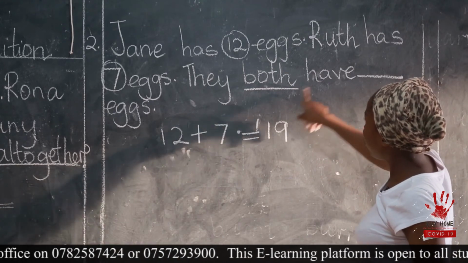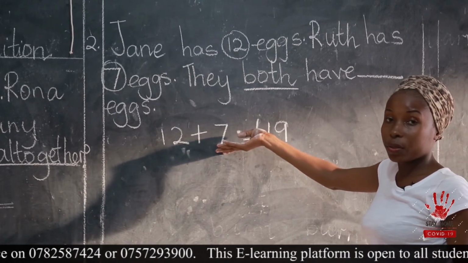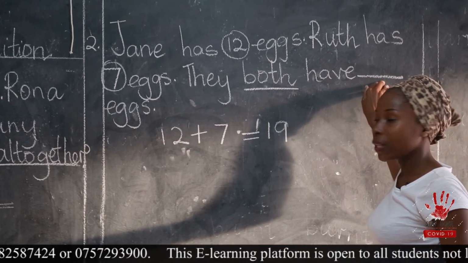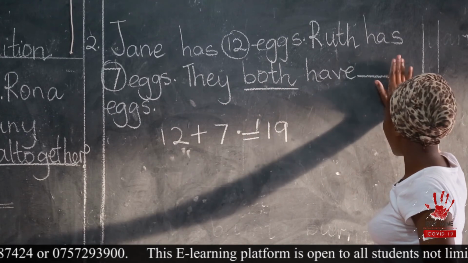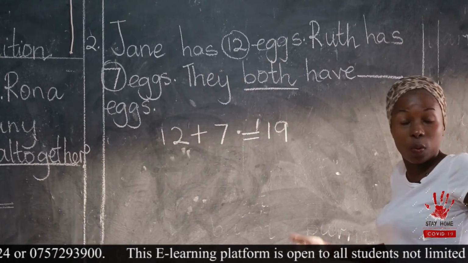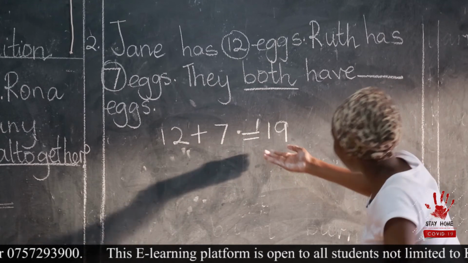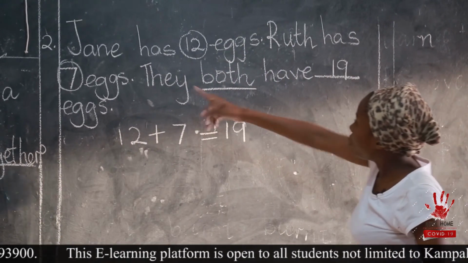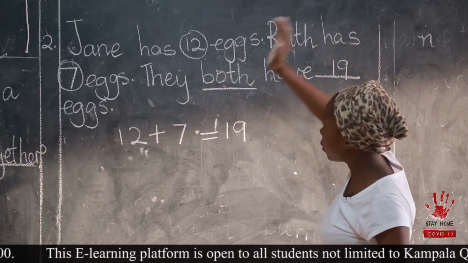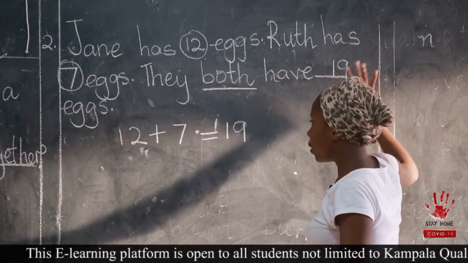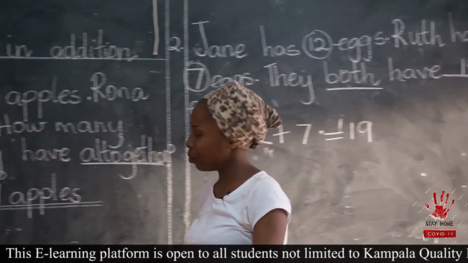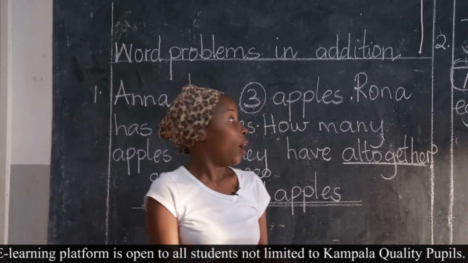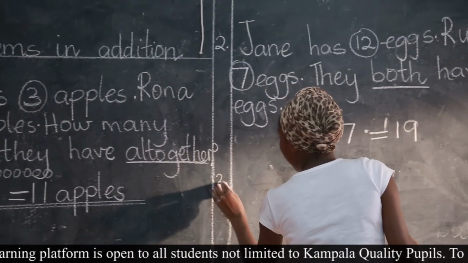19. But remember, here we're just trying to work out. They left for us a dash here. Pick up your answer and put it there, because if you don't put it there, you've not answered the question. The dash is there, so transfer your answer and put it there. So Jane has 12 eggs, Ruth has 7 eggs. They both have 19 eggs. So simple. All right, they can also bring in another word.